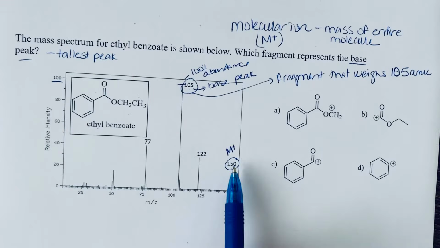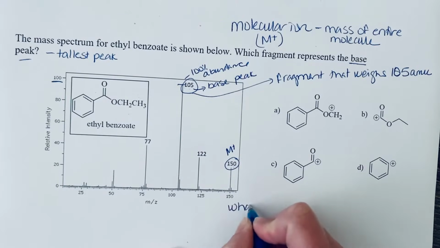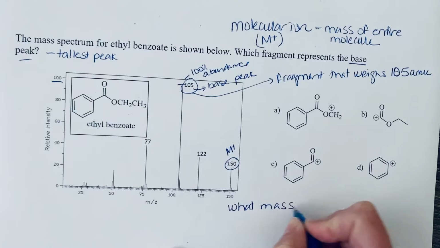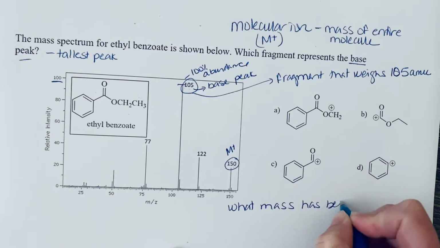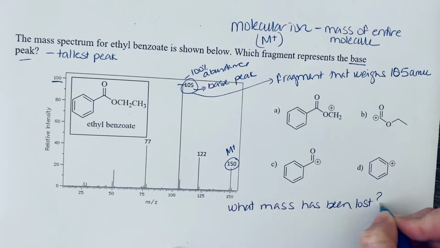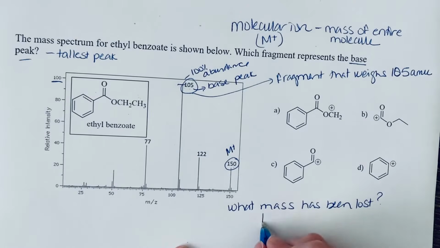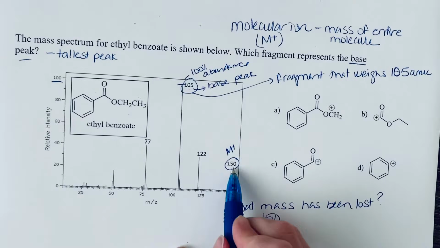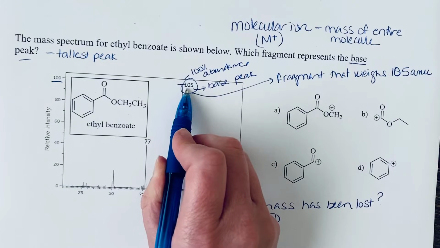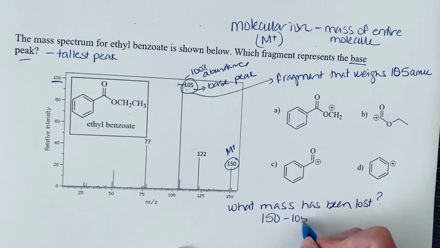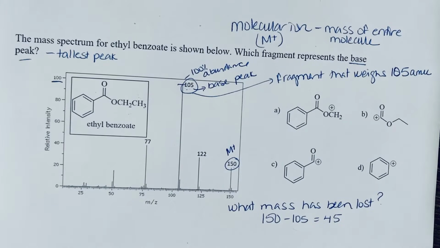Another thing that you could do is consider, since you have a structure, what has been lost from the molecule. So you could ask yourself, what mass has been lost? And if you do that, you say, okay, 150 was our molecular ion. If we have 105 for our base peak, we subtract that and we know that we lost 45. And so that might give us some hints. Knowing some common fragmentation patterns would also be very helpful.